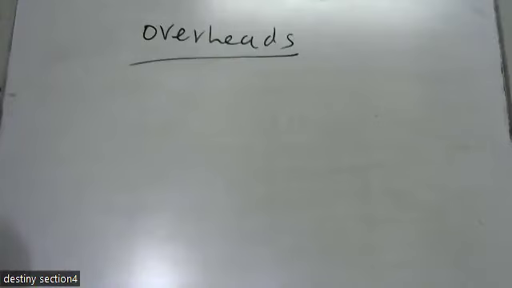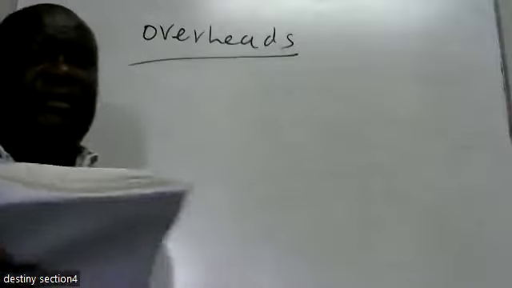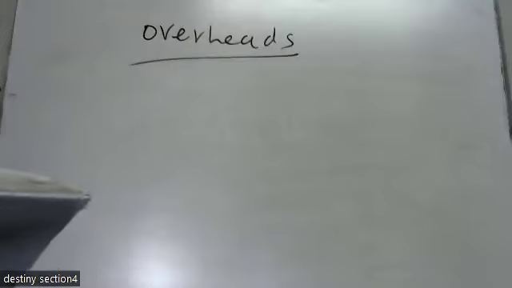Then we continue by writing that overheads are indirect costs which do not vary with the level of output, unless they are specifically stated as variable overheads.